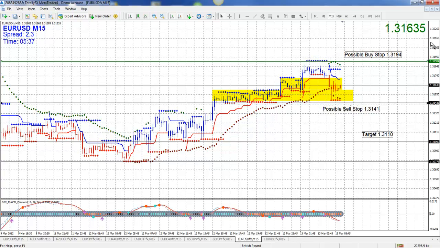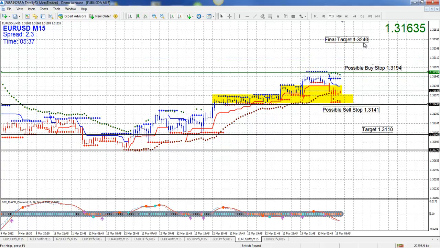So that's my game plan for the euro. A buy stop there, targeting 132.40, and a sell stop at 131.41.